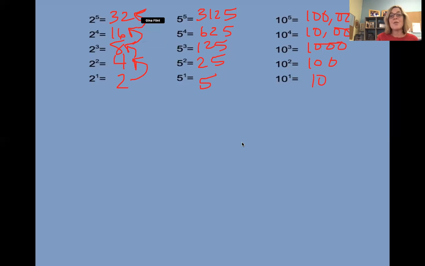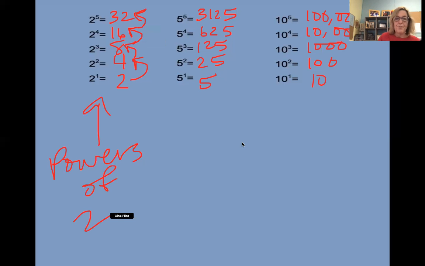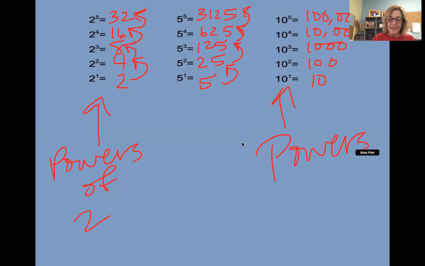And in this case, this first column is because we're doing powers of 2. Now, in the next column, though, we're doing powers of 5 because 5 is the base. That's the number that we're repeating as a factor. So powers of 5 increase. Every time the exponent goes up 1, we multiply by 5. And in powers of 10, 10 is the base. So these are powers of 10. And every time we increase the exponent by 1, we multiply by 10 again.